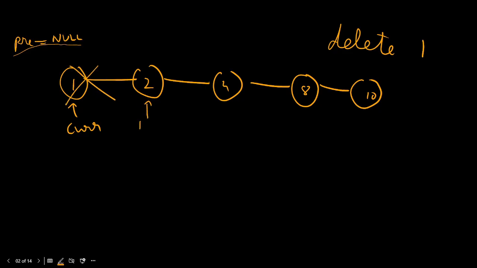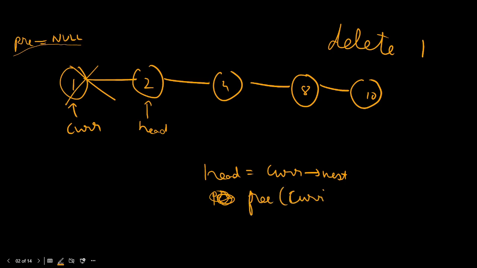So I have to change the head over here. So what I need to do is head is equal to cur's next. No, there's no pre over here. Head is equal to cur's next. Yeah, that's it. And free cur. Yeah, that's all I need to do for deletion at the head. So now let's program this real quick.